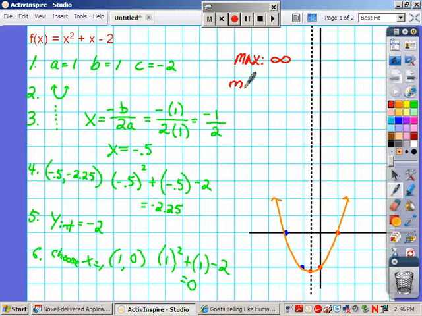For the minimum, you want to know how low does this thing go on the y-axis. If you look at it, this graph never gets lower than right here on the y-axis. That's as far down as it goes. That was at negative 2.25.